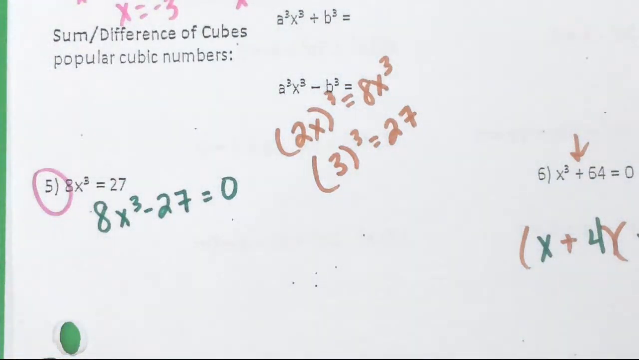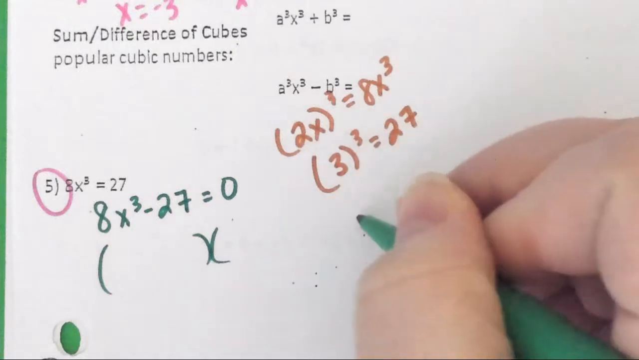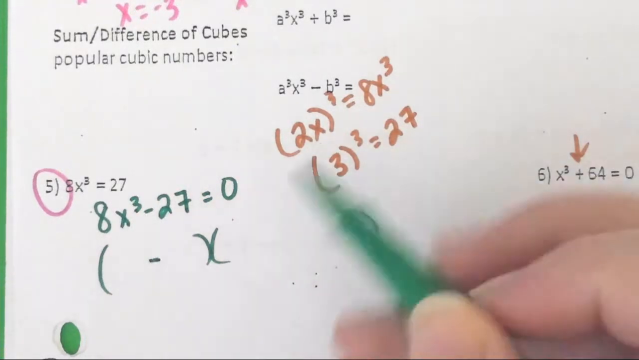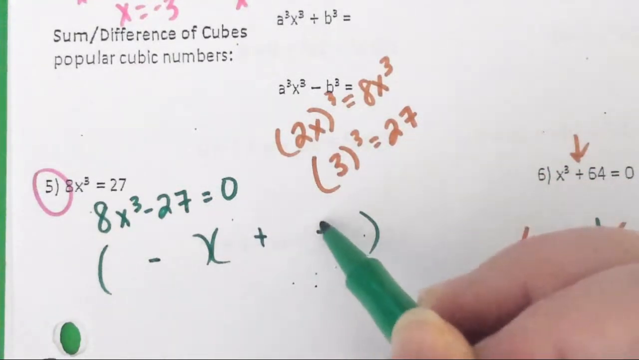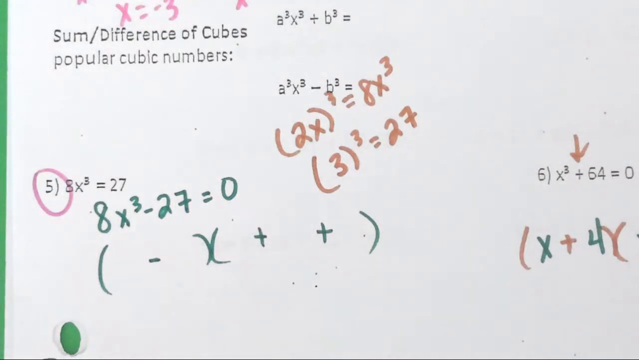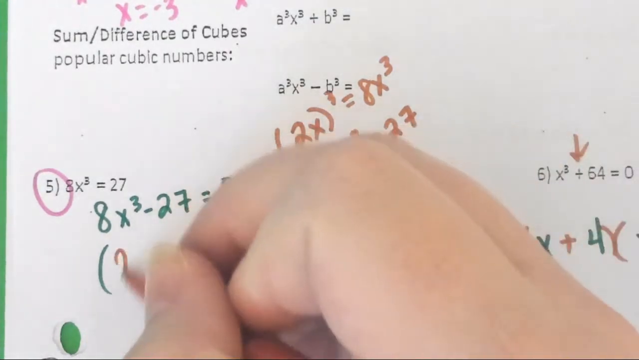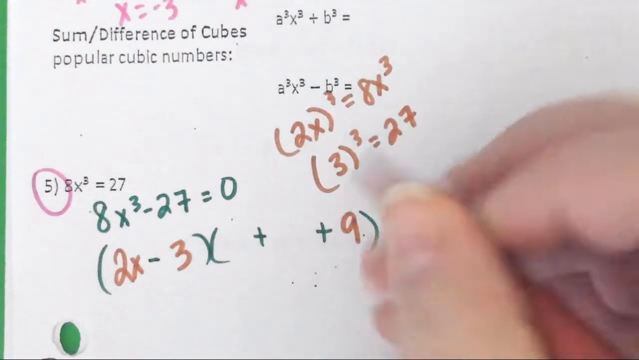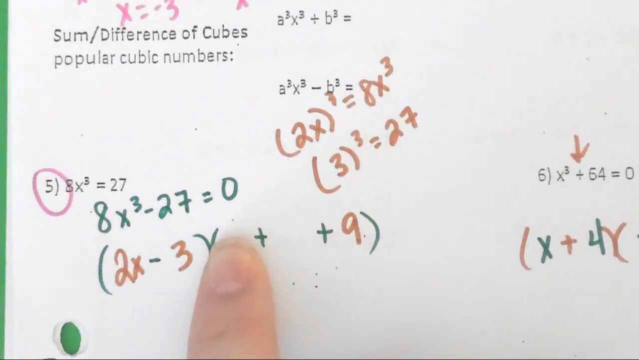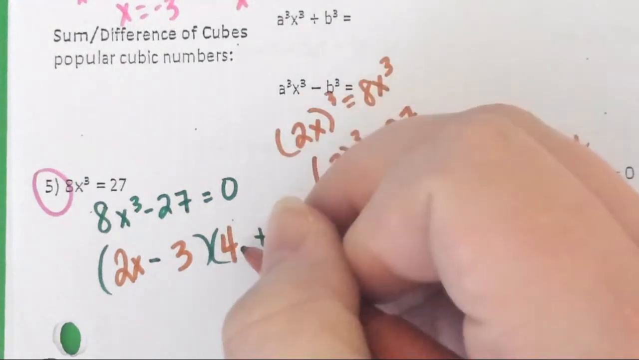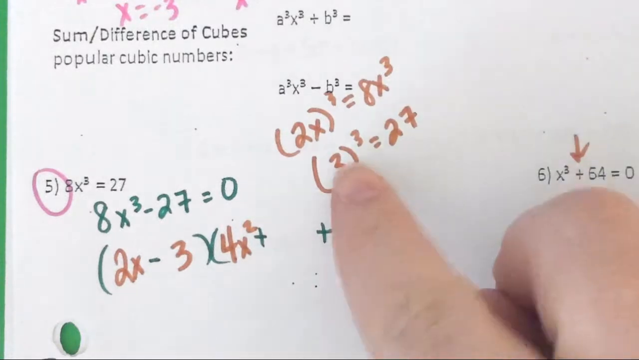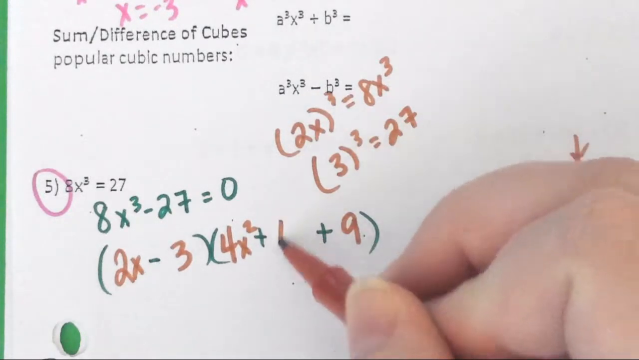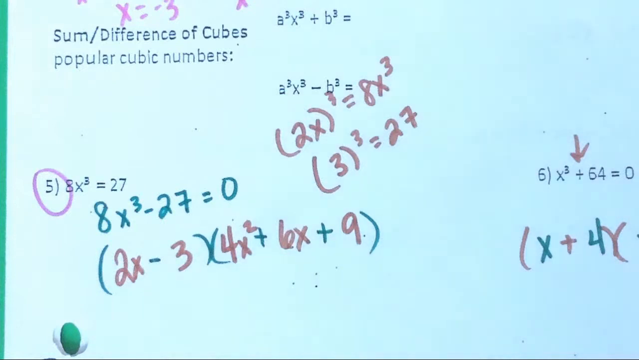Let me think of SOAP first. Same sign would be a minus, opposite sign would be a plus, always positive. But the blanks are still the same process. It's going to be 2x minus 3. On the end, 3 squared is 9. Over here, 2x squared, well, 2 squared is 4, and x squared is x squared. And then in the middle, those two multiply together: 3 times 2x is 6x. So it looked more complicated, but it's still the exact same process.